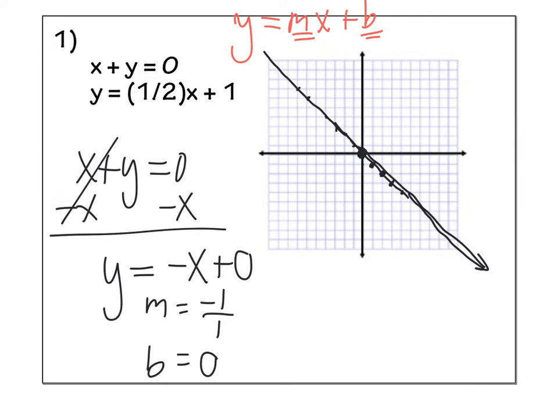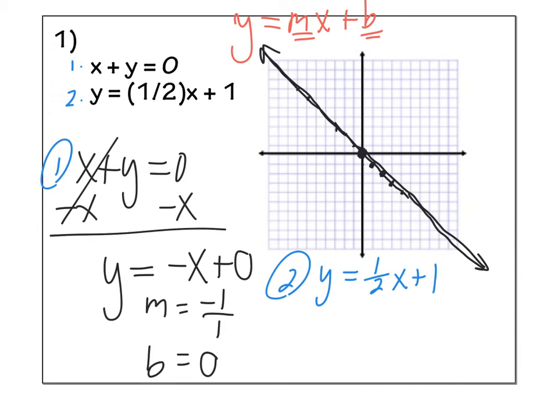All right. Not the greatest line in the world, but hey, it'll work. The second line, this is line number 1. This is line number 2. So line number 1 is there. Line number 2 is already in slope-intercept form.